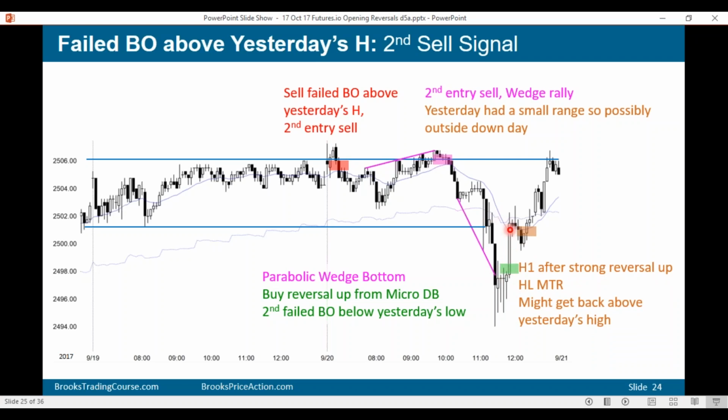We sold up, we reversed up, and we have a pullback. Does not look like a bear reversal. It looks like a bull flag after this reversal up, and a good buy signal bar.